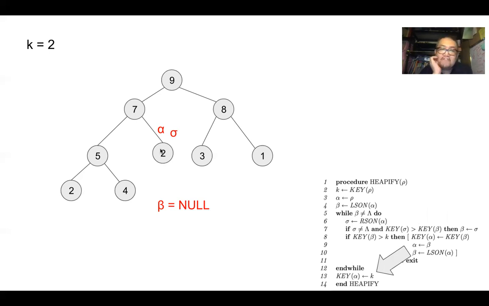Okay? So obviously the time complexity of heapify is log n because alpha, beta, and sigma move from one level to another. So at each level, they move one. So the number of steps that alpha, beta, and sigma do at the most is log of n, which is the height of our complete binary tree.